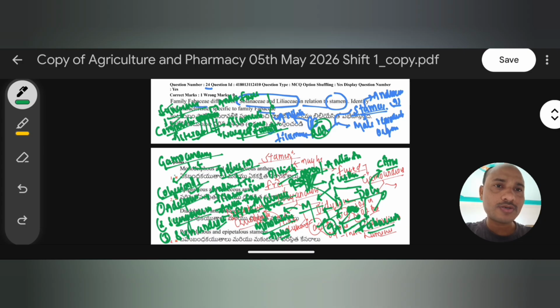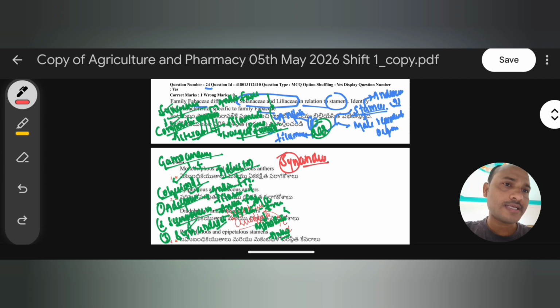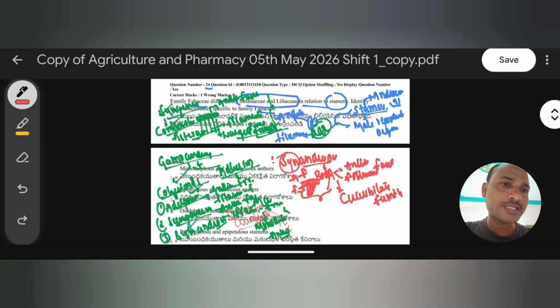Now coming to synandrous. Syn means fusion. Synandrous means both anthers and filaments are fused. Like this: here filaments are fused and even anthers are also fused. This type of condition is called synandrous. It is generally seen in the family called Cucurbitaceae. Very important. In Cucurbitaceae we see synandrous, in which both filaments and anthers are fused together.